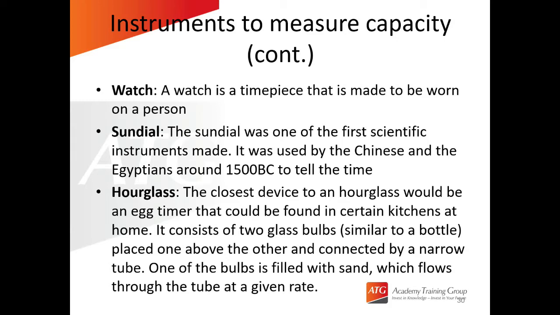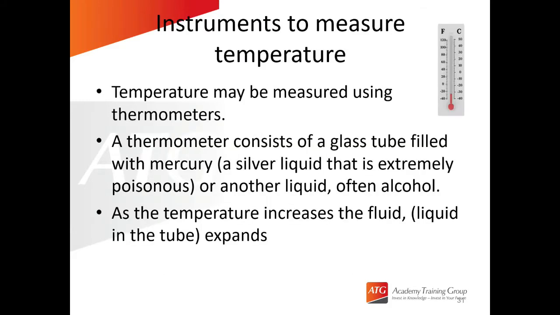Hourglasses. The closest device to an hourglass would be an egg timer, which can be found in certain kitchens at home. It consists of 2 glass bulbs similar to a bottle, placed one above the other and connected by a narrow tube. One of the bulbs is filled with sand, which flows through the tube at a given rate.